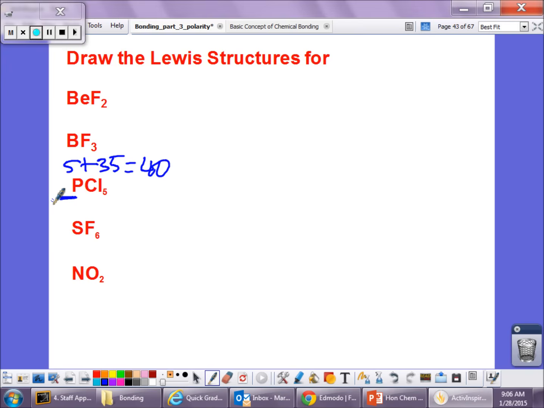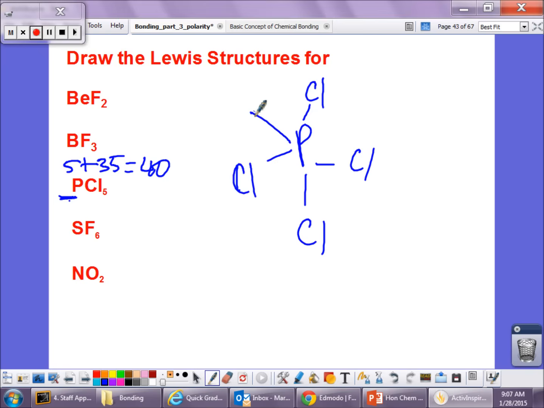Phosphorus has to be central. It is less electronegative, and you have just one of it. So I'm going to put phosphorus right here. I have 5 chlorine. This is 1, 2, 3, 4, 5. I put them as far from each other as possible. Just pretend they are as far from each other as possible. Okay, 5 of them. And the 5 bonds. 5 times 2 gives me 10, I already used 10.